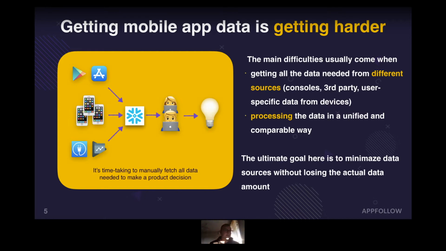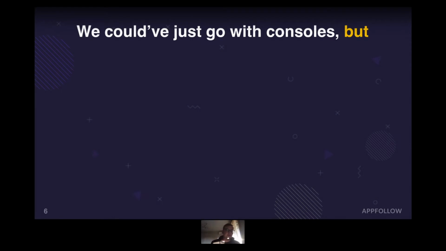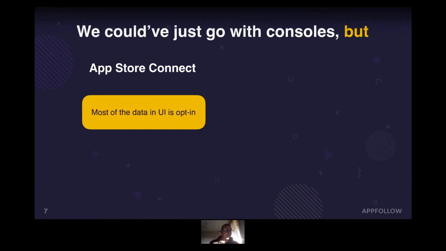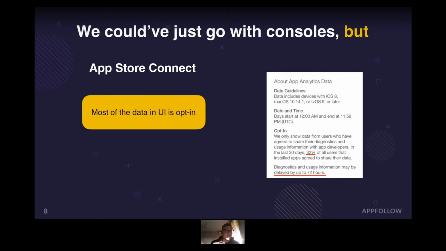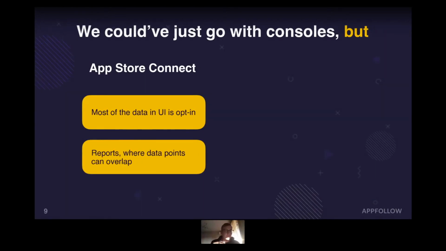Let's say you want to process all the data from consoles into your Snowflake cloud solution and then start analyzing it. But let's say you want to deal with only App Store consoles. You can just go with them, but there are always some buts. First of all, if you want to deal with App Store Connect, most of the data you can get in the UI of the console is opt-in. Say you go to the App Analytics data source, and you can see that only one third of the data is viewable, while it's also delayed by up to 3 days.